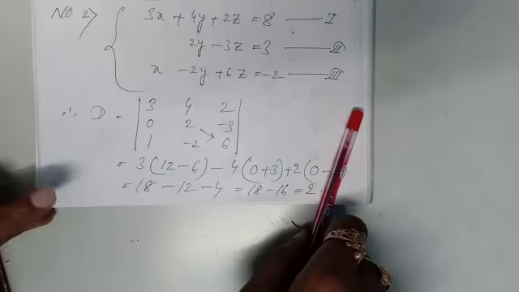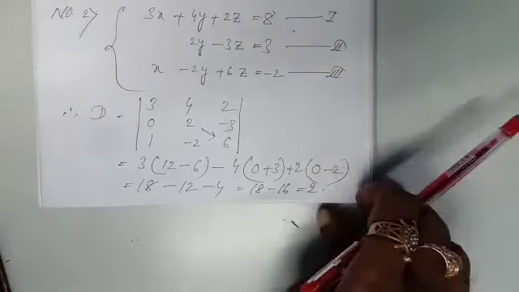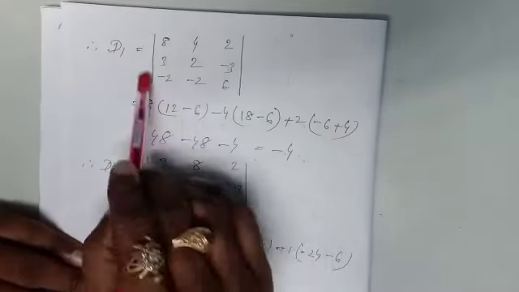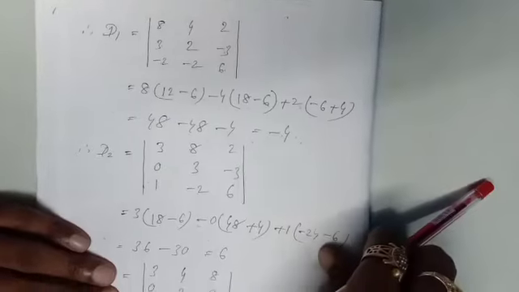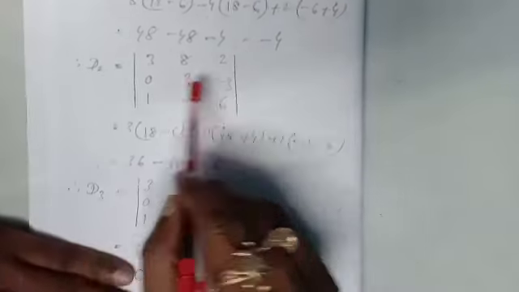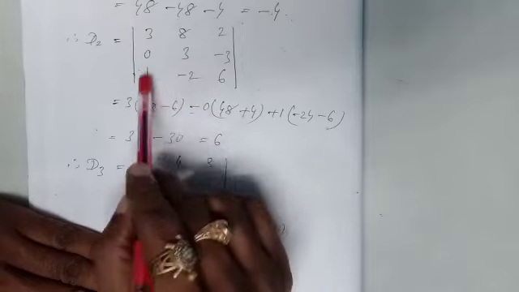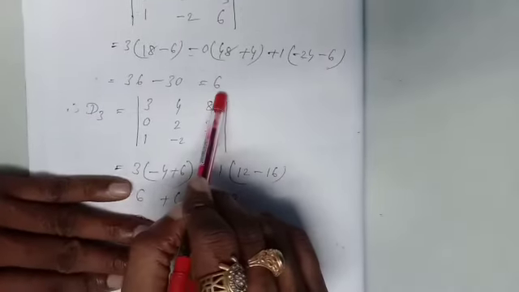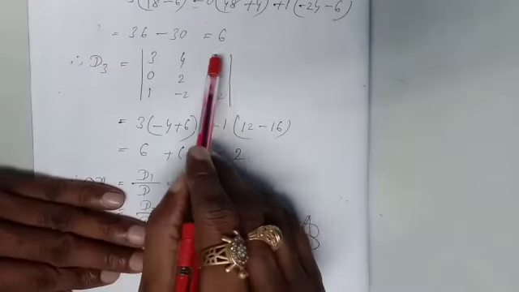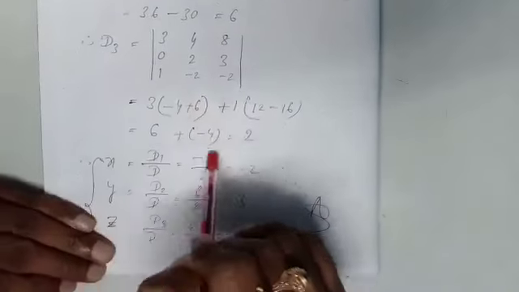After finding D, D1, D2, D3, you can easily find x, y, z. Okay, just see. D1, first column replaced by 8, 3, minus 2. After that, you have to evaluate by the normal definition of evaluating a determinant, you are getting minus 4. Then find D2, the second column replaced by the right hand side numbers. Same process, D2 is 6. Next D3, the third column replaced by 8, 3, minus 2. You are getting 2.